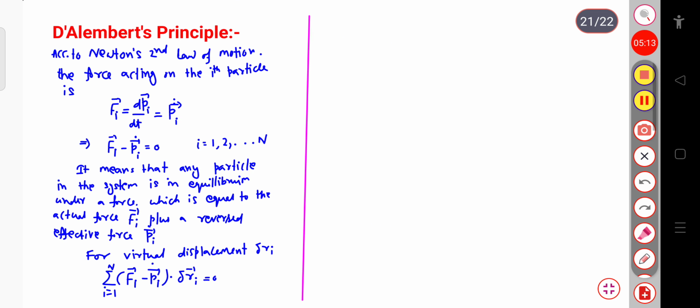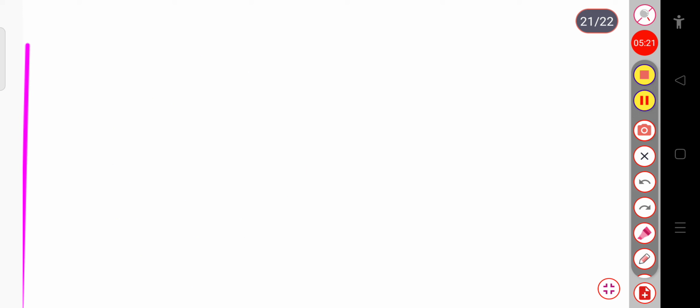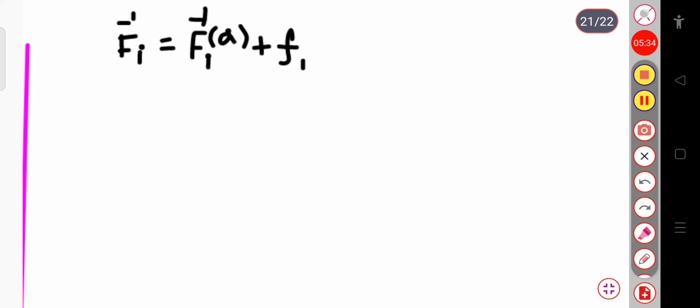Now we can write this total force as the applied force plus the force of constraint. So let me write the total force Fi. This can be written as Fi applied, the applied force, plus fi, the force of constraint. Here small fi is the force of constraint and this Fi is the applied force.